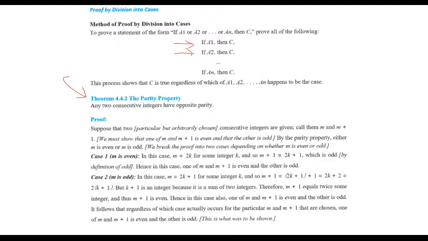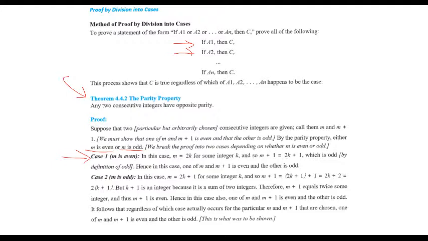So by the parity property, either m is even or m is odd, right? We have only two cases. The first case is m is even, the second case is m is odd. There are no other cases, right? So here we use the method of proof by division into cases. We break the proof into two cases depending on whether m is even or odd. In the first case, we say m is even.